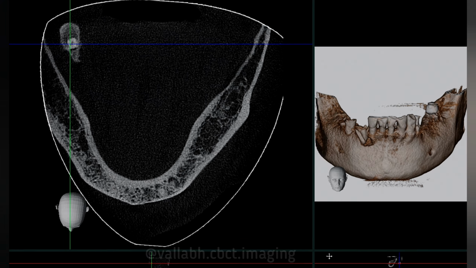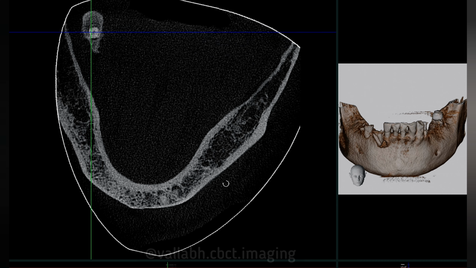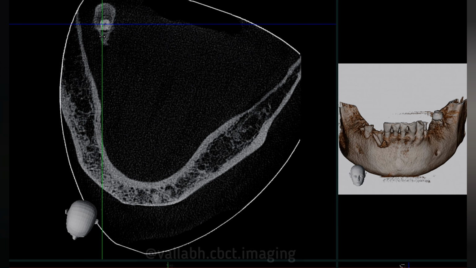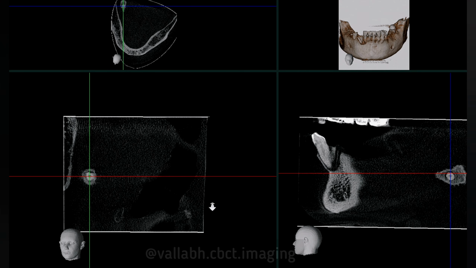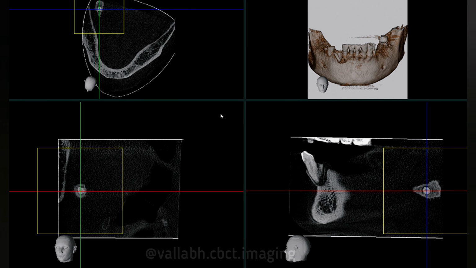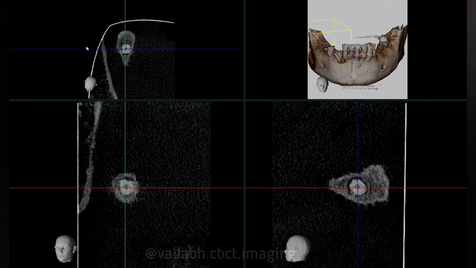This is the thing that we saw in the scan, so we'll arrange it along the long axis of the tooth. This is the radio opacity surrounded by another low density radio opacity. Okay, so we'll just check this. Now we'll zoom into this specific region. Okay, this specific region is now zoomed. Now we'll just see this.